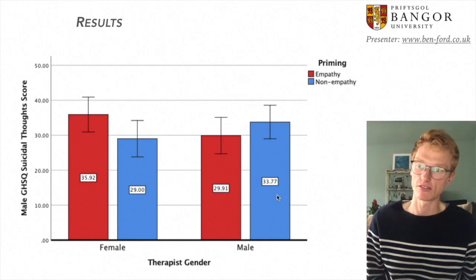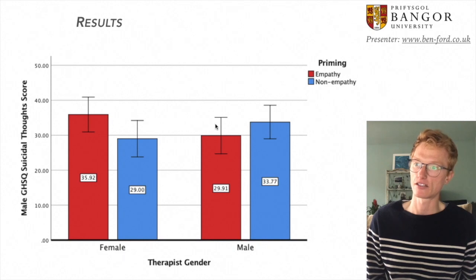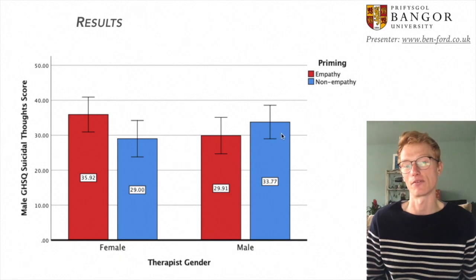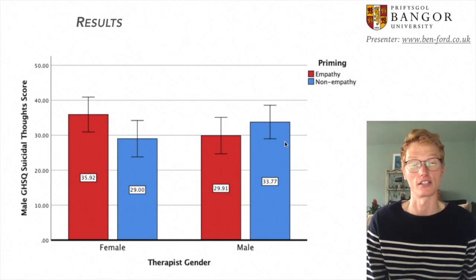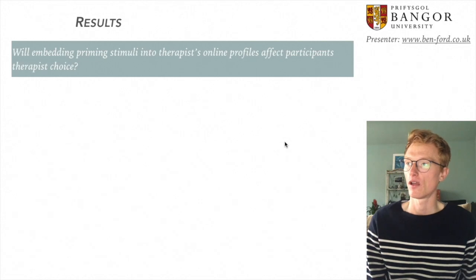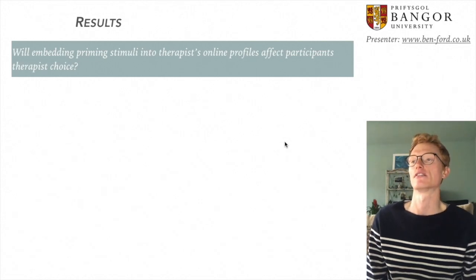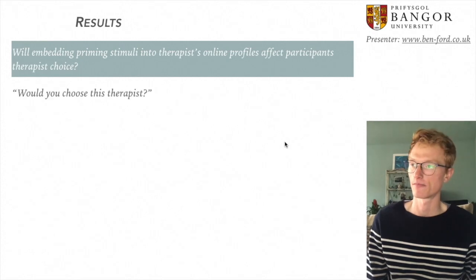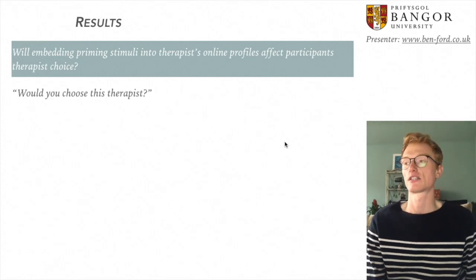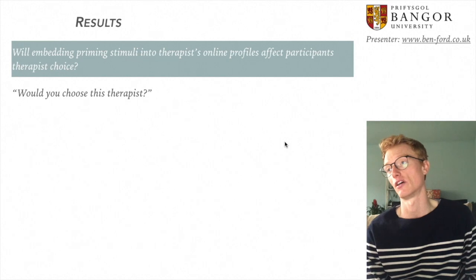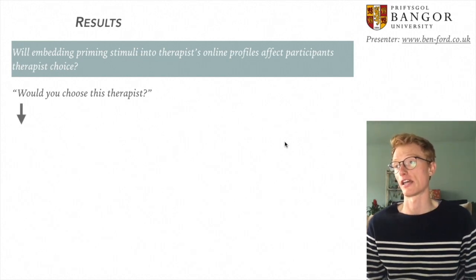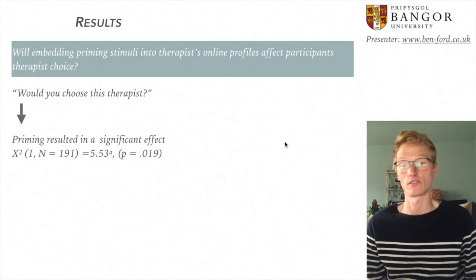What's interesting in this result is that the second highest score was actually a male therapist in combination with a non-empathy prime, which is an interesting thing to discuss. Will embedding priming stimuli into the therapist's online profiles affect participants' therapist choice? Now, I did a chi-square test based on the participants' answers to the question, would you choose this therapist? And the answers proved to be significant.